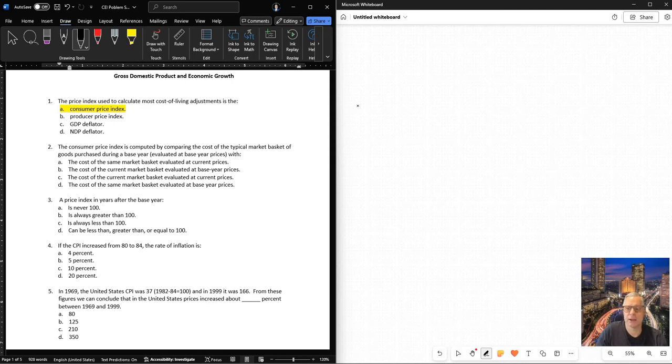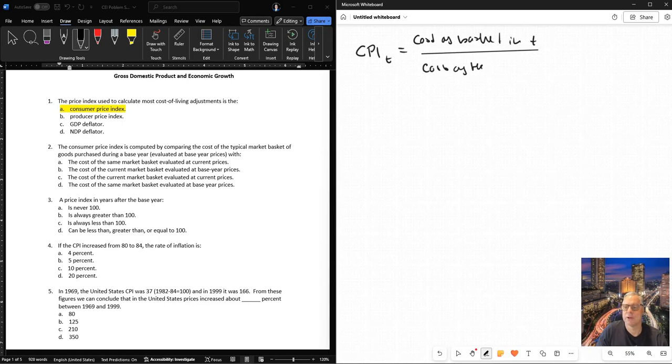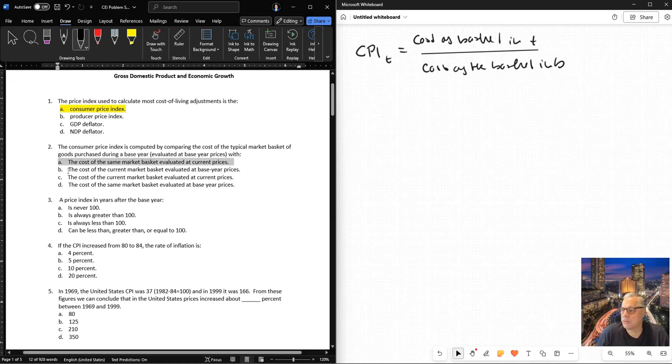So again, we calculate the consumer price index in a certain period T as the cost of the basket in T over the cost of the basket in the base year B. Okay, so the answer is the cost of the same market basket evaluated at current prices. So T is the current prices.